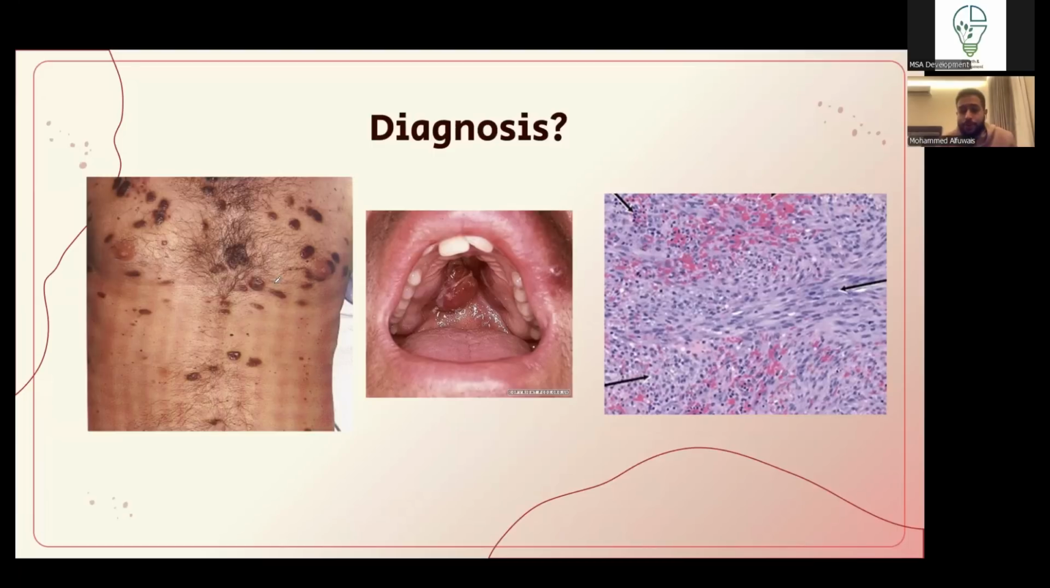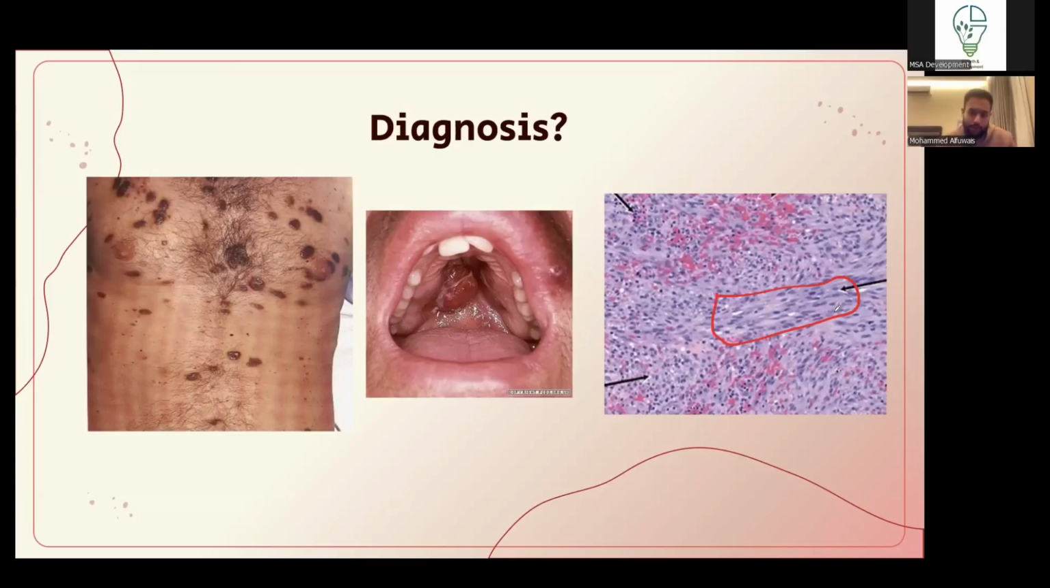Kaposi sarcoma, good. Caused by what infectious organism, usually? HHV8, human herpes virus 8. Good. Now, an important thing is you need to identify one thing histopathologically. How do we characterize these lesions? What do we say these cells look like?